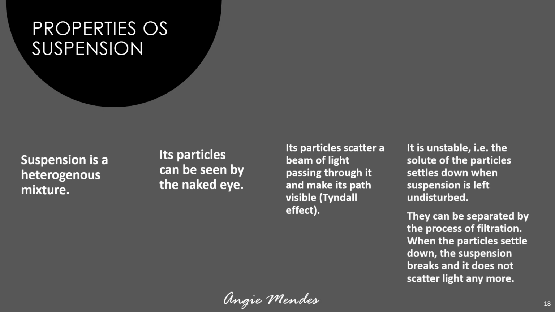A suspension is unstable. The solute particles settle down when a suspension is left undisturbed, and they can be separated by the process of filtration. When the particles settle down, the suspension breaks and it will not scatter light anymore. For the suspension to scatter light, the particles need to be suspended in the medium and not settle down.